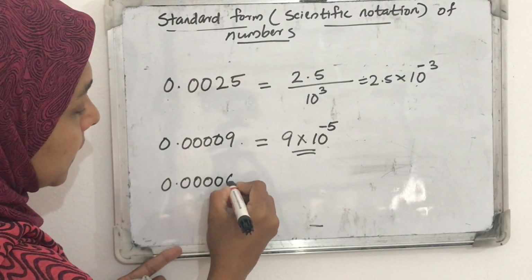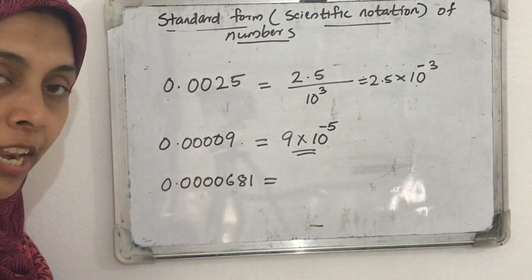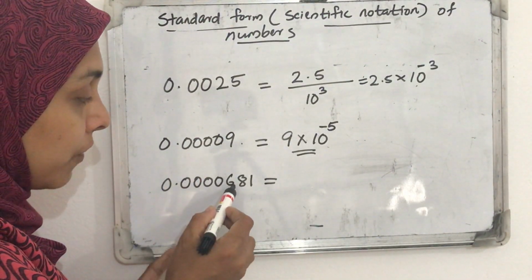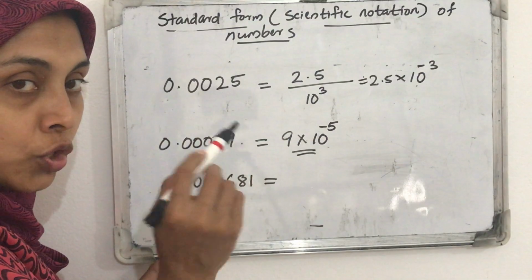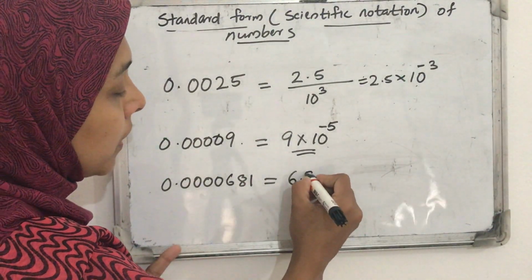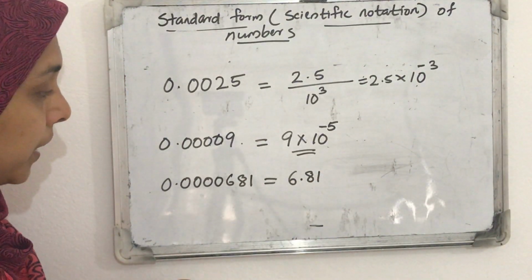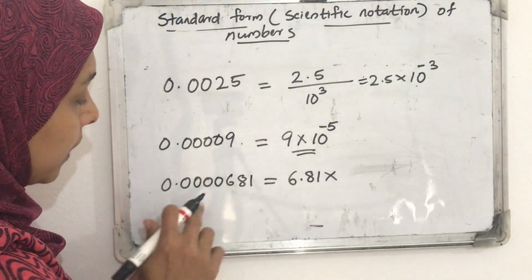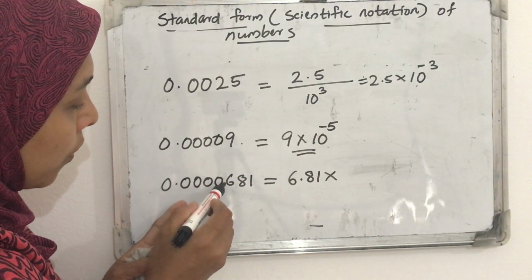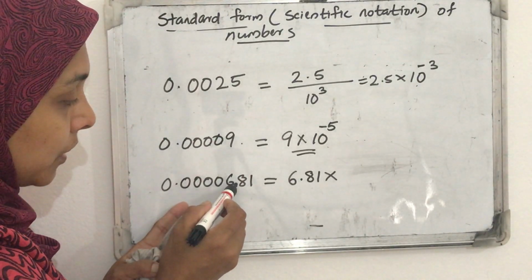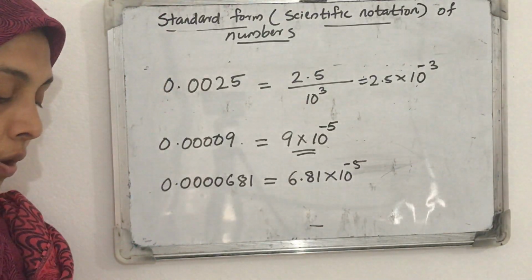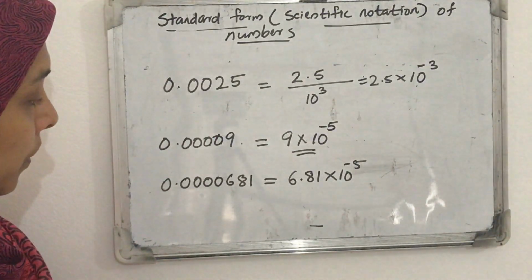0.00006 81. How can we express this in standard form? So here the decimal should be placed after 6, then only that rule follows, between 1 and 10. So 6 point, then the remaining digits, 6.81 we are writing. Then into, then how many places did we move? 1, 2, 3, 4, 5. We reached the decimal here. So it will be 10 raised to minus 5. 6.81 into 10 raised to minus 5.